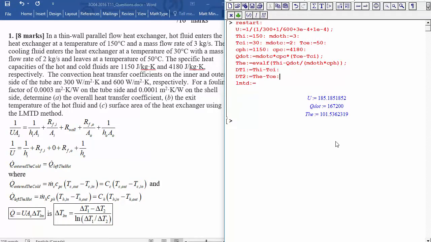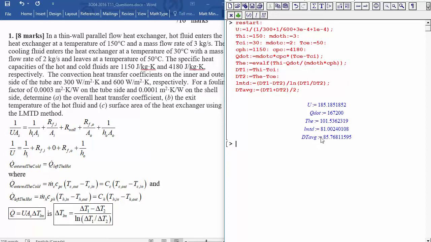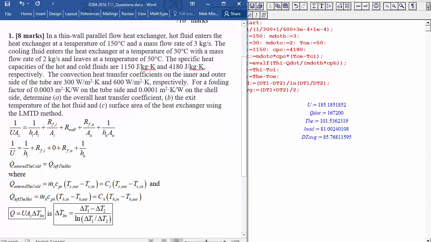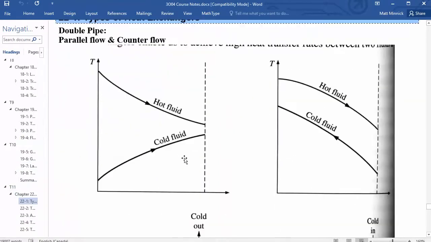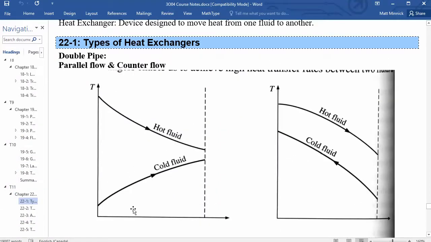So continuing, LMTD would be DT1 minus DT2 over ln of DT1 over DT2. And we find a log mean temperature difference of 81. Now, just as a check, this should be kind of like the average temperature difference. But for parallel flow, it should be slightly lower than that, or at least somewhat lower, because it represents the fact that the heat exchanger spends more time near having had the temperature change already.